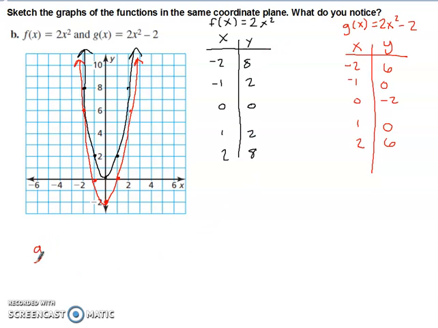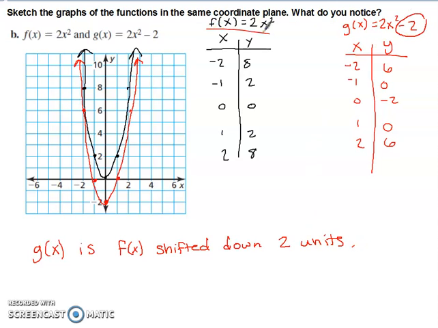So the graph of our g of x function is simply f of x. It's the same shape, but f of x got shifted down 2 units. So that minus 2 simply took our whole f of x graph, picked it up, and moved it down 2 and dropped it.